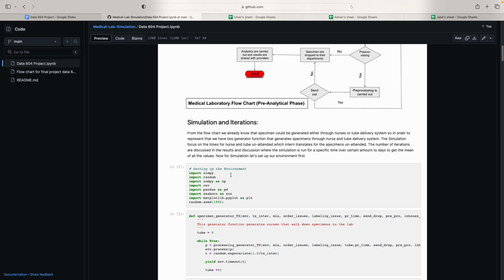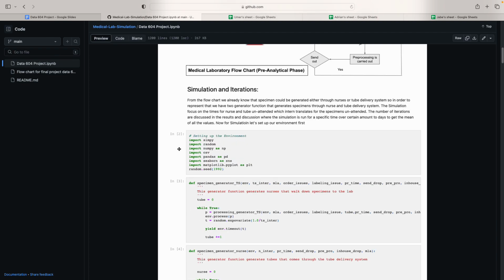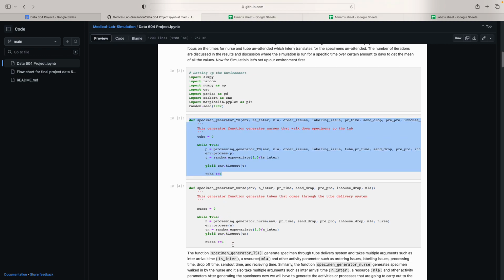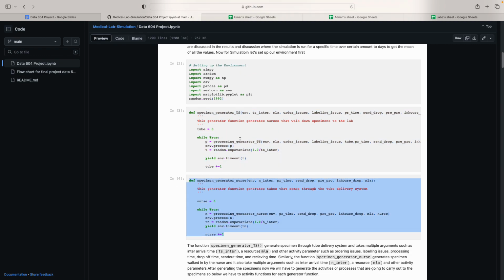These are the simulations. So obviously we have to set our environment first. After setting the environment, it is strictly followed by two generator functions. One is specimen generator tube system, and the other one is specimen generator nurse, just for the sake of simplicity. So over here, one thing is pretty clear and obvious: we're not looking at the number of specimens, we're looking at the tubes and the walk downs.